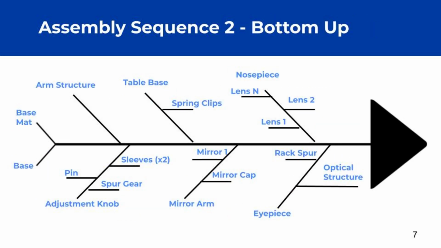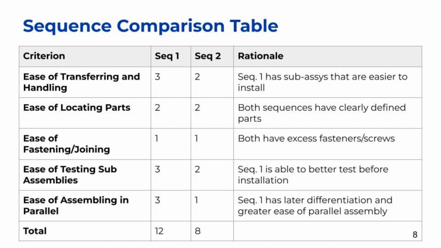This is the second assembly sequence the team discussed. This sequence is a bottom-up approach which follows a vertical assembly path starting with the base and ending with the eyepiece. After discussing the two sequences, the team developed this comparison table, with a scale ranging from 1 being low to 3 being high. Assembly sequence 1 is the better strategy due to the use of better defined subassemblies, allowing for easier parallel assembly and a later lens differentiation.